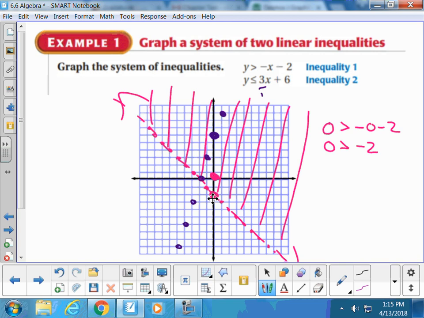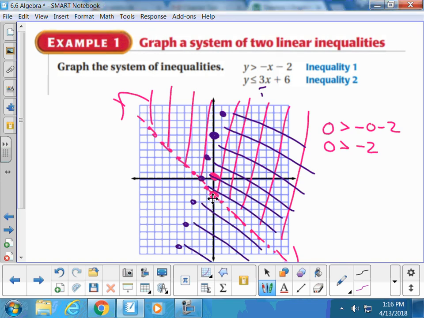All right, our inequality symbol is a less than or equal to. y is less than or equal to 3x plus 6. So where do you think we will be shading this? Less than, down. So down here.